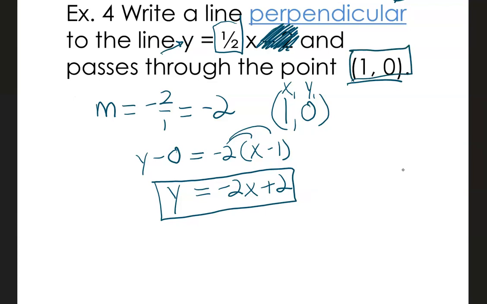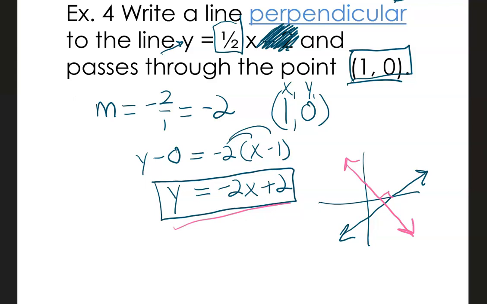That's it. So what these lines would look like on a graph, if you just did a rough sketch, they would look something like this. This would be the original line, and then this, we'll do it in pink here, would be the new line. And those lines would end up being perpendicular to each other, like that. Okay, let's look at another example.